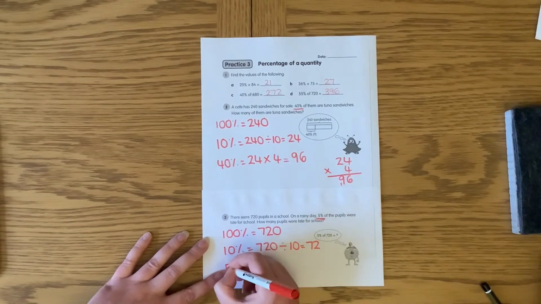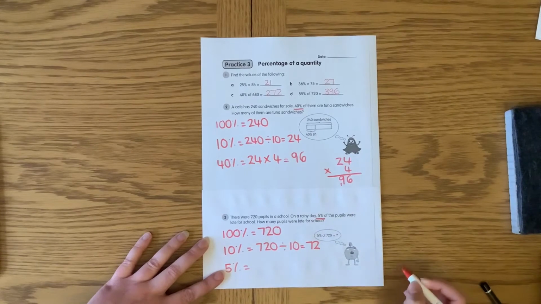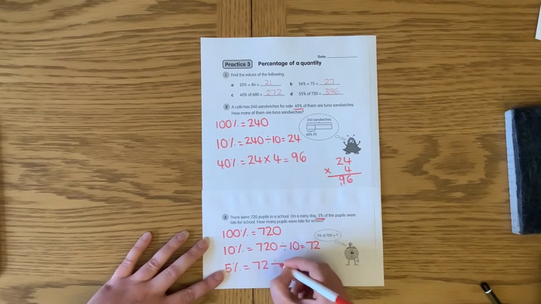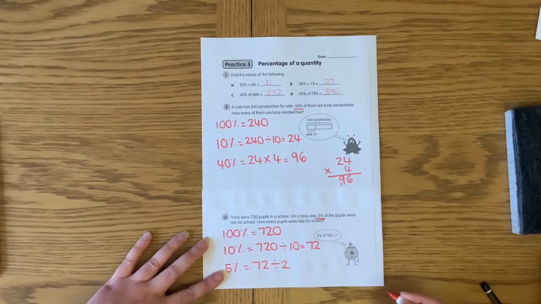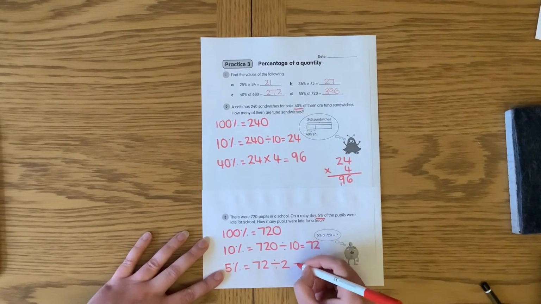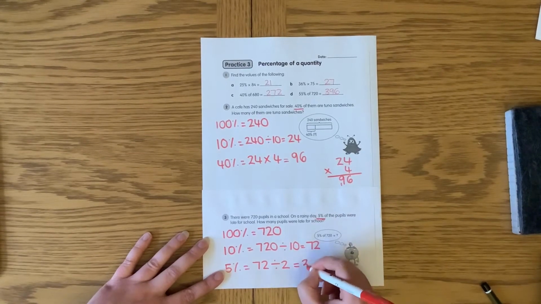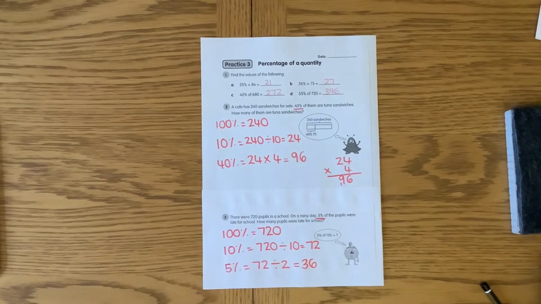Now to work out 5%, you should have done your 10%, so your 72 divided by 2, because 10 divided by 2 is 5, so that's what we need to do here. So I need to work out what half of 72 is. I can think, well, what's half of 70? Half of 70 is 35. Half of 2 is 1. 35 add 1 is 36. So the amount of pupils that were late for school was 36.